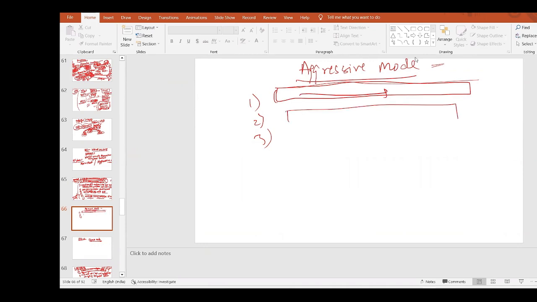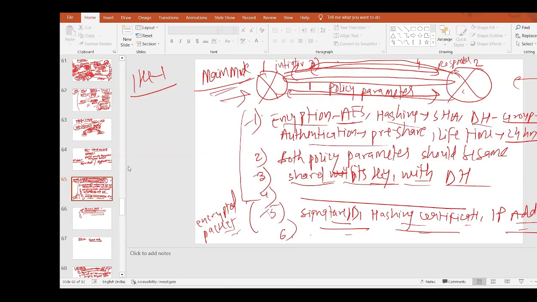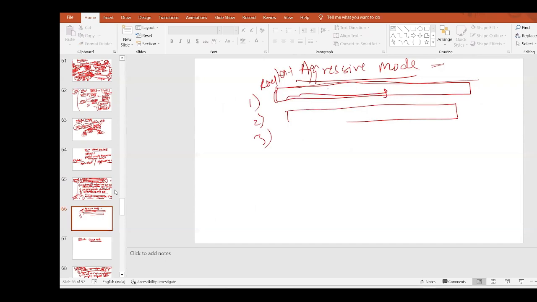And in the second packet, Router 1 will forward all its policy parameters, whatever is there. Whatever was in the fourth, third, and fifth packets, it will send in the first packet only. And the reply, the responder, in the second packet, will send all its policy parameters, all its Diffie-Hellman key, and also the hashing, certificate, IP, everything. So in one packet, it will forward everything from both sides.